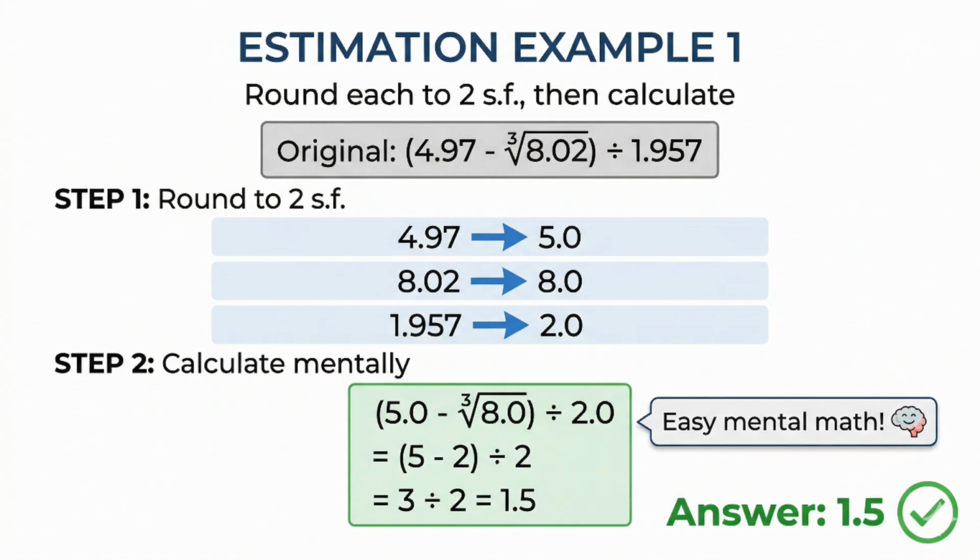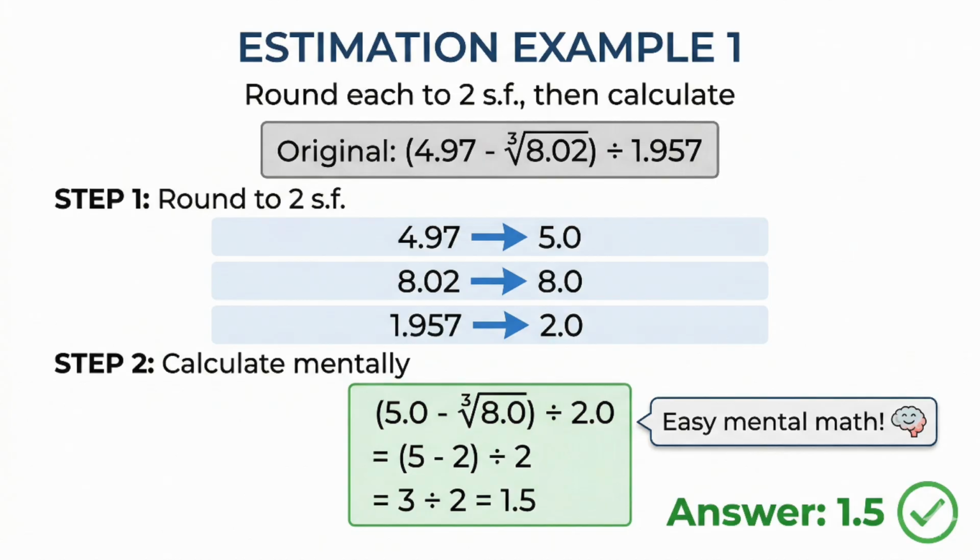Let's work through an example. We want to estimate 4.97 minus the cube root of 8.02, all divided by 1.957. The question says round each number to 2 significant figures. Step 1. 4.97 becomes 5.0. 8.02 becomes 8.0. 1.957 becomes 2.0. Step 2. Rewrite the expression with these simple numbers.